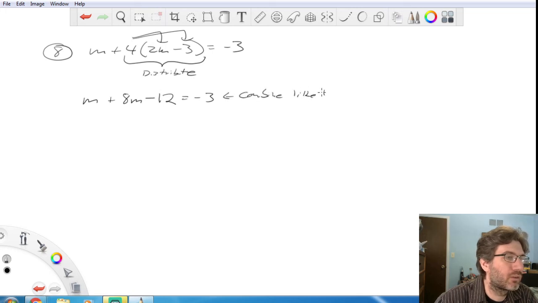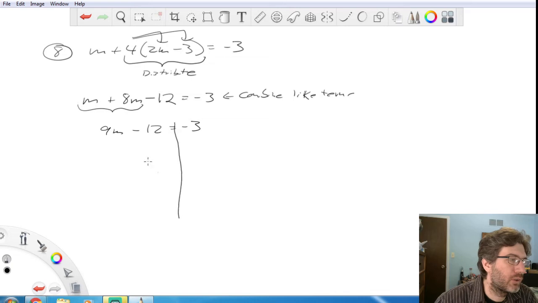Combine like terms. And that's these two right here. That becomes 9m. Remember, there's a 1 in front of that m. So I have 1m here, 8m's here. That's a total of 9m's. And then I'm just going to bring down the -12 and bring down the -3. And then I'm just going to solve for m.